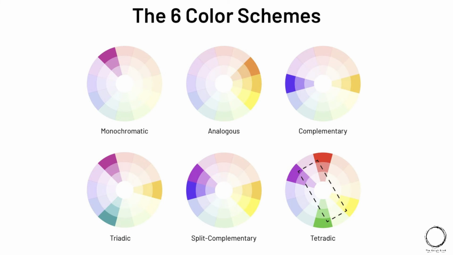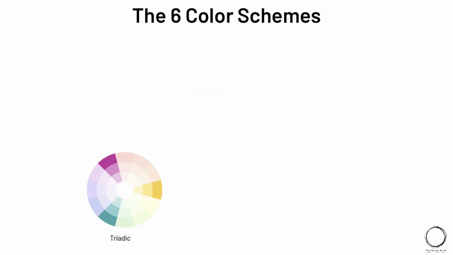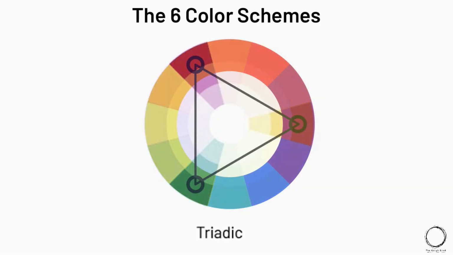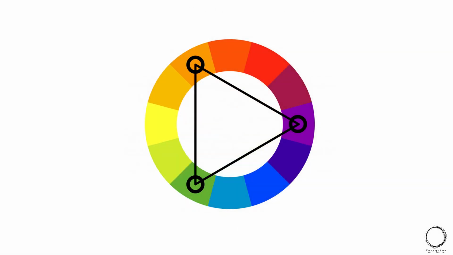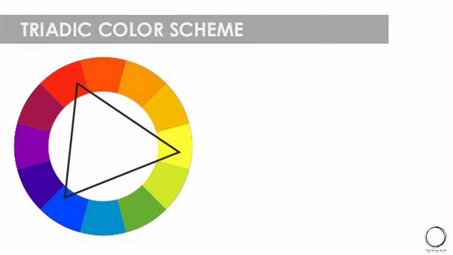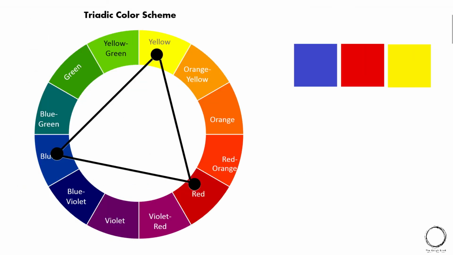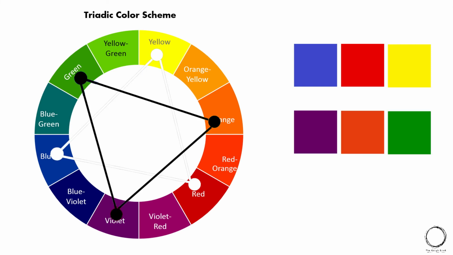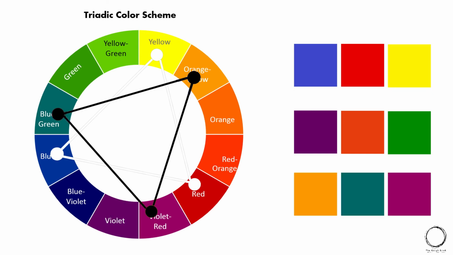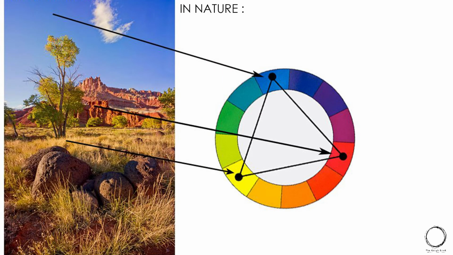Moving ahead to the next color scheme, that is triadic. So triadic colors are any three colors that are equally apart on the color wheel, like you can see in the image above. For example, the colors red, yellow, and blue. So on the color wheel, a triangle which moves around with equal distance makes this color scheme. That is the colors purple, red, green, or orange, yellow, blue, green, or violet, red, like you can see in the above image. And this is how it is derived from nature.